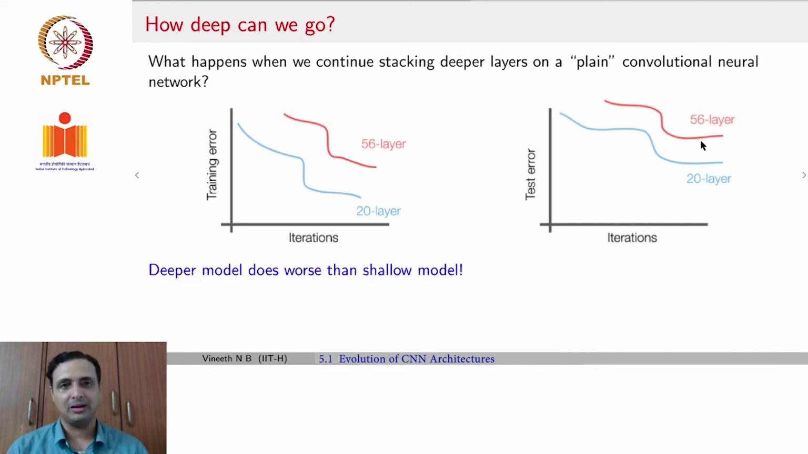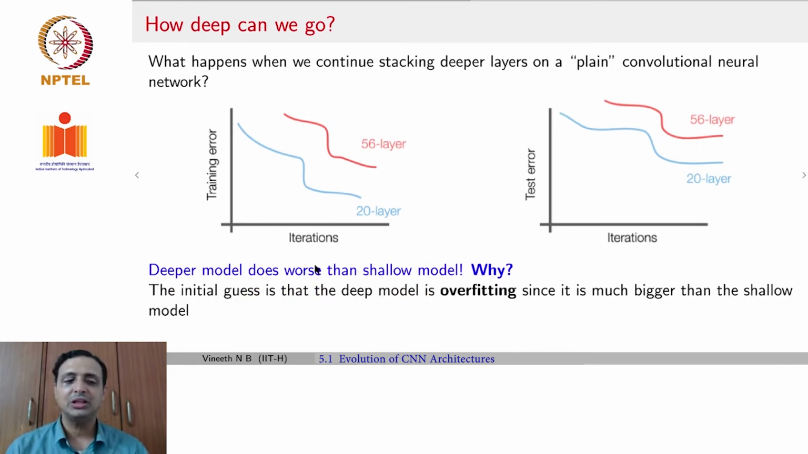Why would this be happening? A deeper model performs worse than a shallow model. This was a little counterintuitive to how research was progressing with CNNs at that time. One plausible explanation for why this could be happening is that the initial guess could be that the deep model is perhaps overfitting, and that's why the test error increases for a 56-layer neural network. You have more parameters and it perhaps is becoming more complex and hence is overfitting.